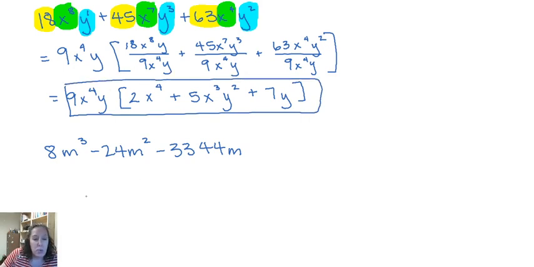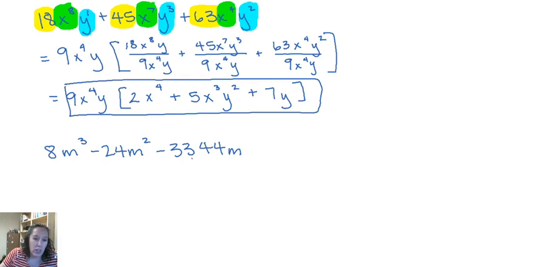All right, our next example we're going to look at is 8m cubed minus 24m squared minus 3,344m. That number at the end there is pretty big, and I picked this one so I can show you how you can use your calculator to help with this.